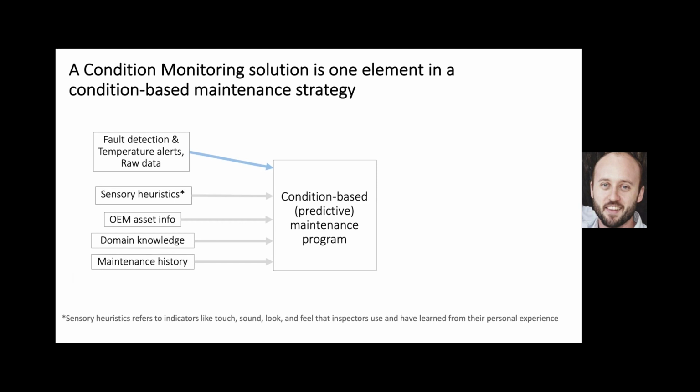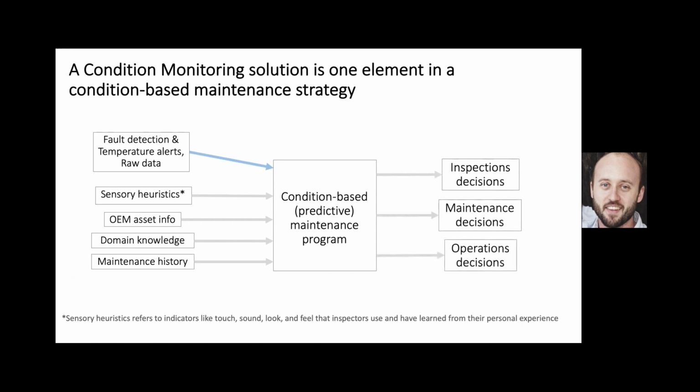So it's important to keep in mind, while vibration and temperature for condition monitoring should be the most valuable component in a condition-based maintenance program, it still can be used in conjunction with existing maintenance strategies and existing approaches if condition monitoring has not yet been implemented. And of course, the output of this maintenance program is we want to see improved inspections decisions, improved maintenance decisions, and improved operations decisions.